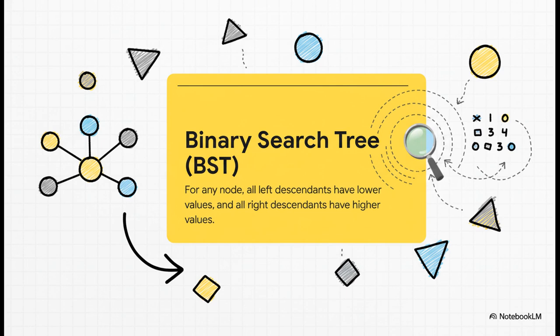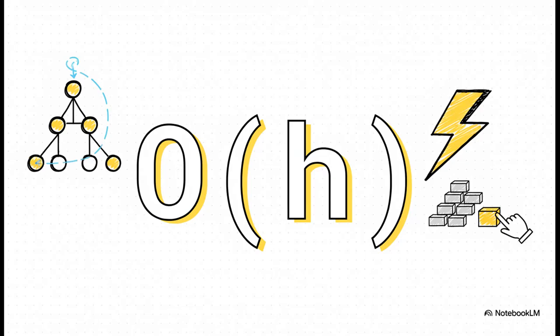This right here, this is the golden rule of the BST. For any node you pick in the tree, everything in its left branch is smaller, and everything in its right branch is bigger. This one single property transforms the tree from just a storage container into a highly intelligent searching machine.